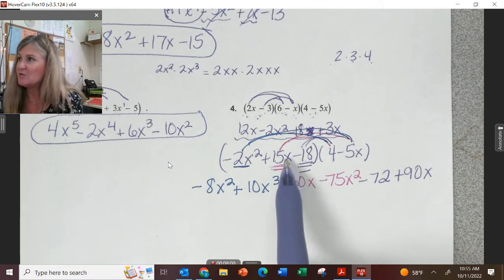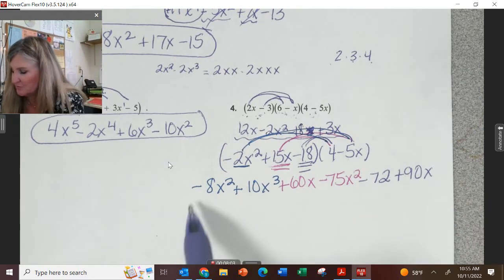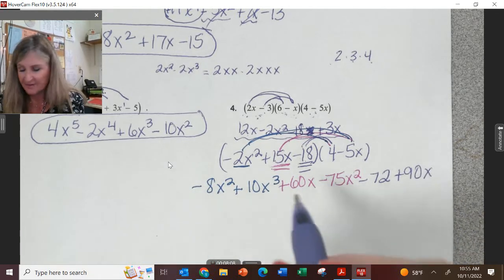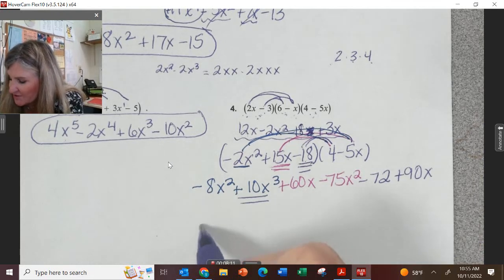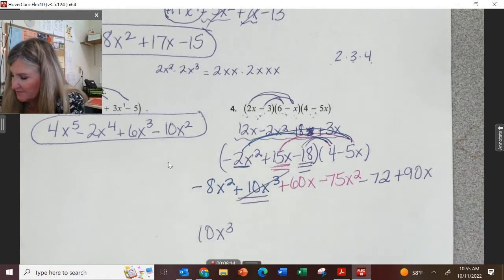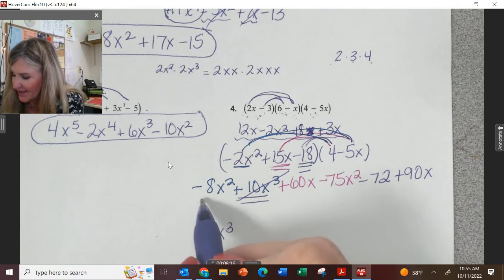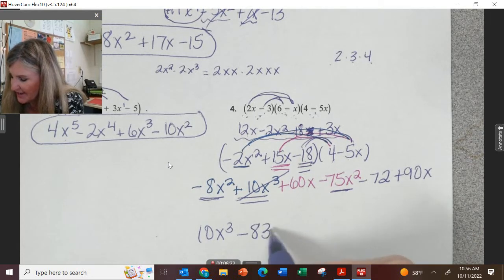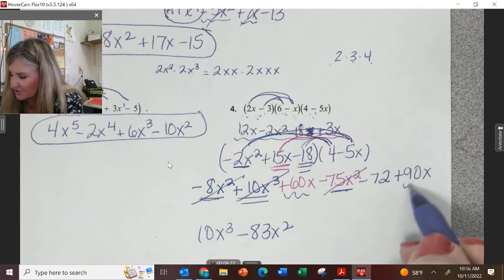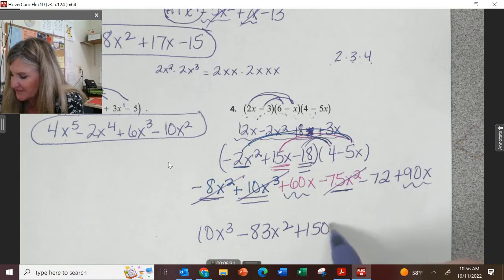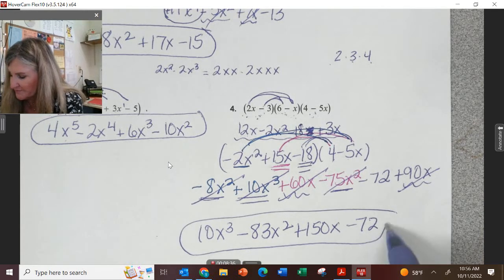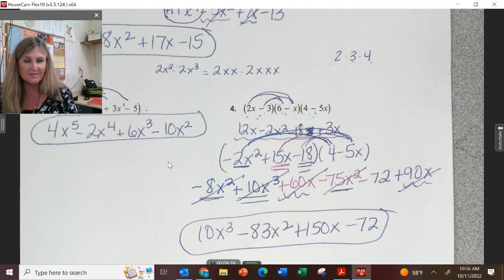And now once we have multiplied all of that, now we just combine our like terms. What's the highest exponent we have? 3. So that term is going to go first. So I'm going to have 10x cubed, done. The next highest one I have is x squared. So I'm going to have minus 83x squared, done. Now I need to go to my x terms. I've got plus 150x, done, and then minus 72. And that's what we get when we multiply those.